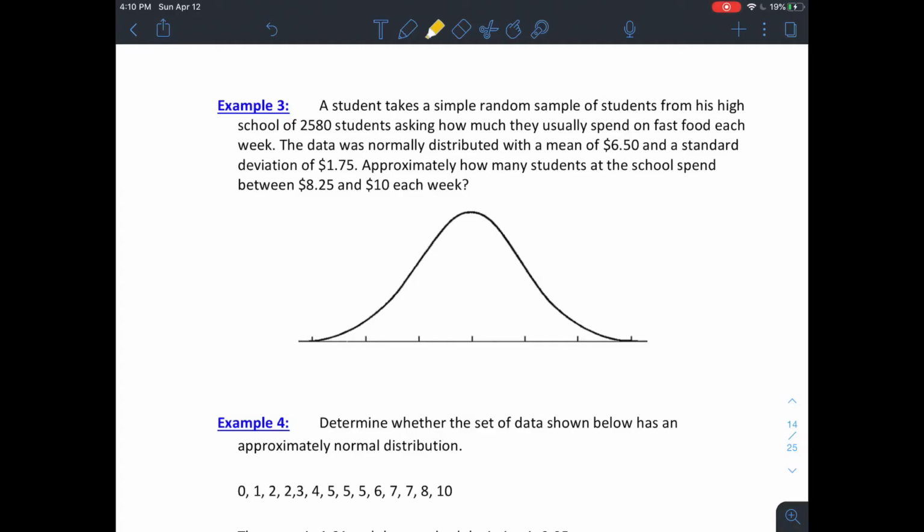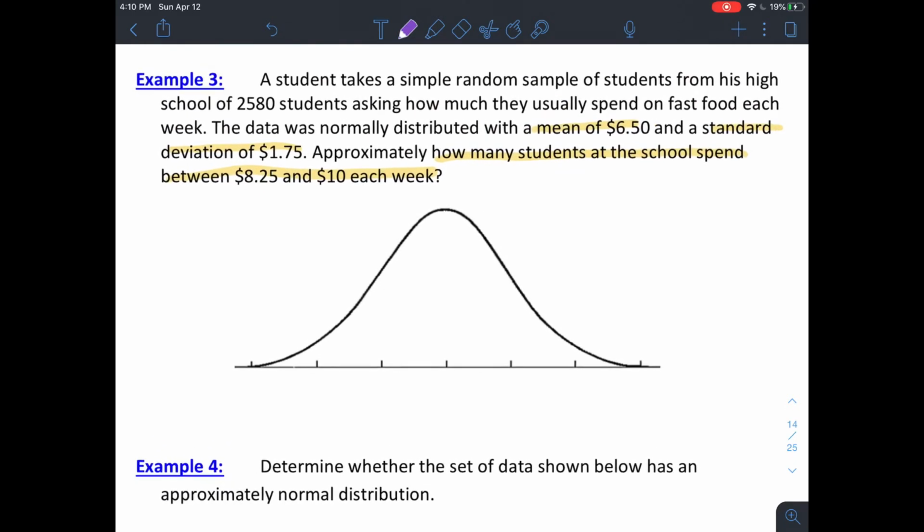So we've got a student who takes a random sample of students from his high school and asks how much they usually spend on fast food each week. So we got a mean of $6.50, standard deviation of $1.75. We want to know how many students at the school spend between $8.25 and $10 each week. And this data is a normal distribution.